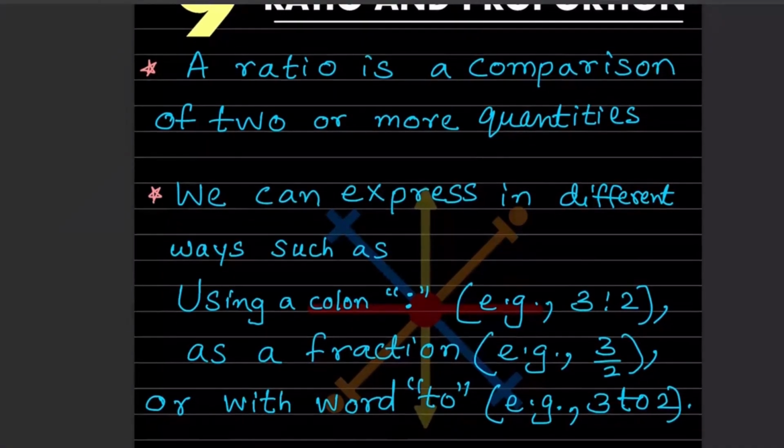Then it says that we can express a ratio in different ways, like using a colon. Colon means, can you see this sign that has two dots? So the example will be 3, then the dots, which is called a colon, and then 2. The second way is to use a fraction. Fraction means 3 by 2, where one number is in the numerator and the other is in the denominator. And the third is by using the word "to", so that is 3 to 2. So these are the different ways.